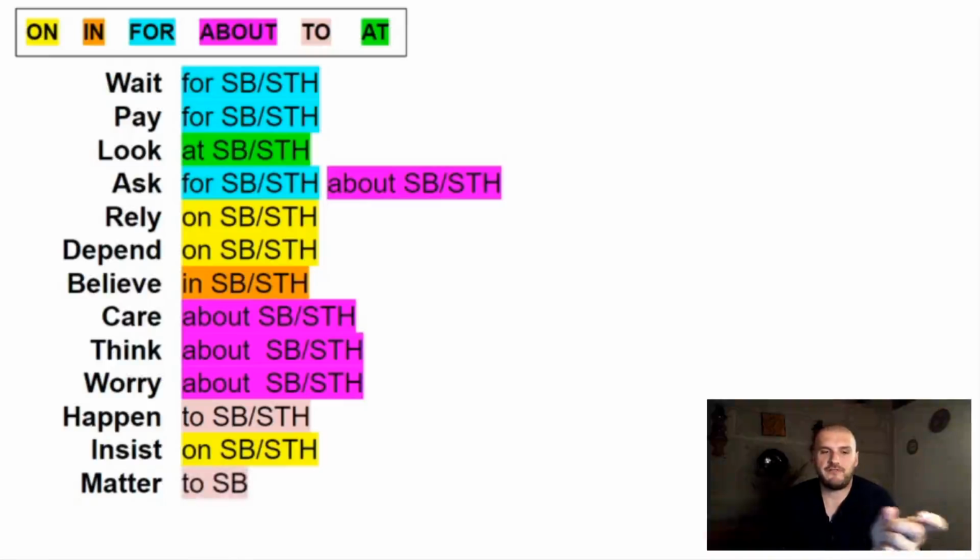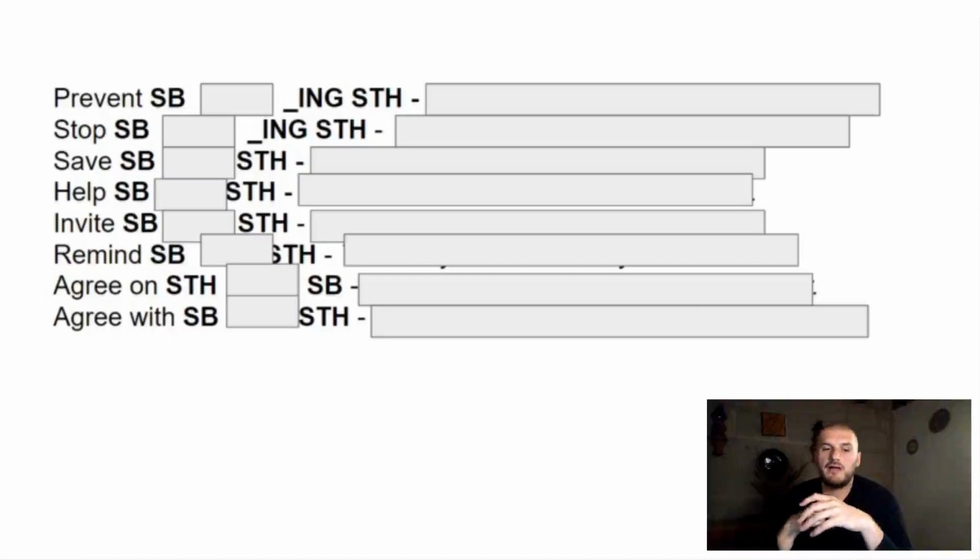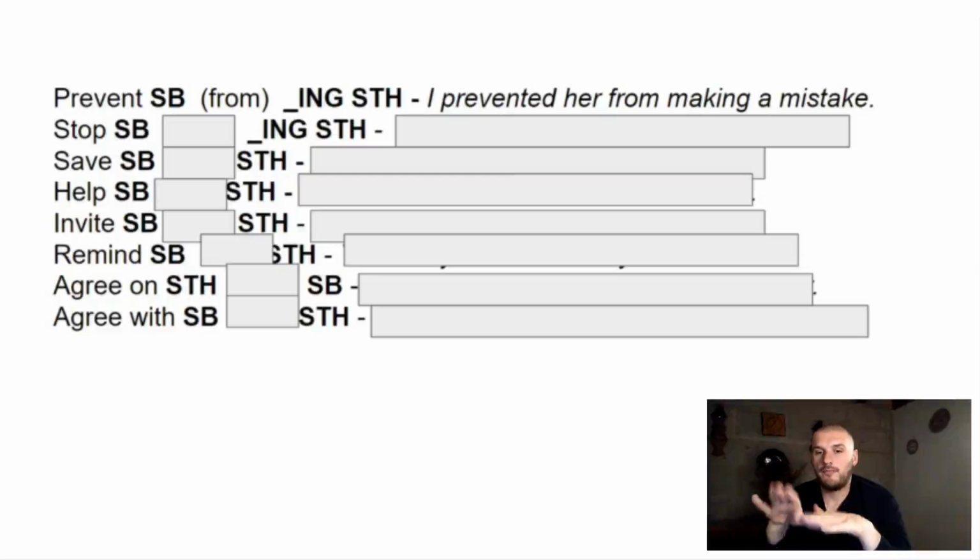So in all of these examples, you have a verb, and then you have a preposition after the verb, right? But in some cases, that somebody or something, that SB, STH, might actually be between the two parts, okay? What do I mean? Well, look at this. You prevent somebody from doing something, okay? I prevented her from making a mistake. So the collocation is prevent from, but I'm putting the person between the two parts of the collocation, okay? So you can also have this type of collocation in English, okay? I prevented her from making a mistake. Or she prevented me from making a mistake.